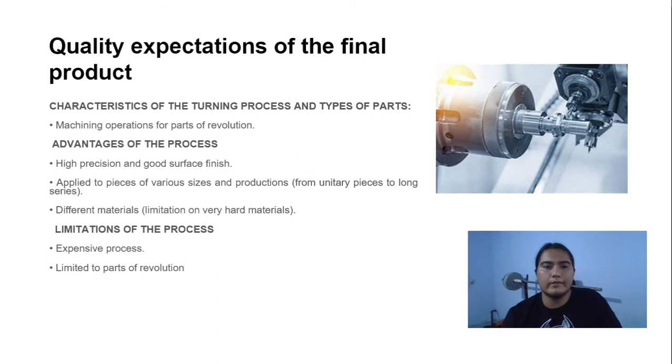Okay, let's talk about the quality expectation of the final product. First, we have the characteristics of the turning process and types of parts. One of these is the machining operation for parts of revolution. The advantages of the process: we have high precision and good surface finish.